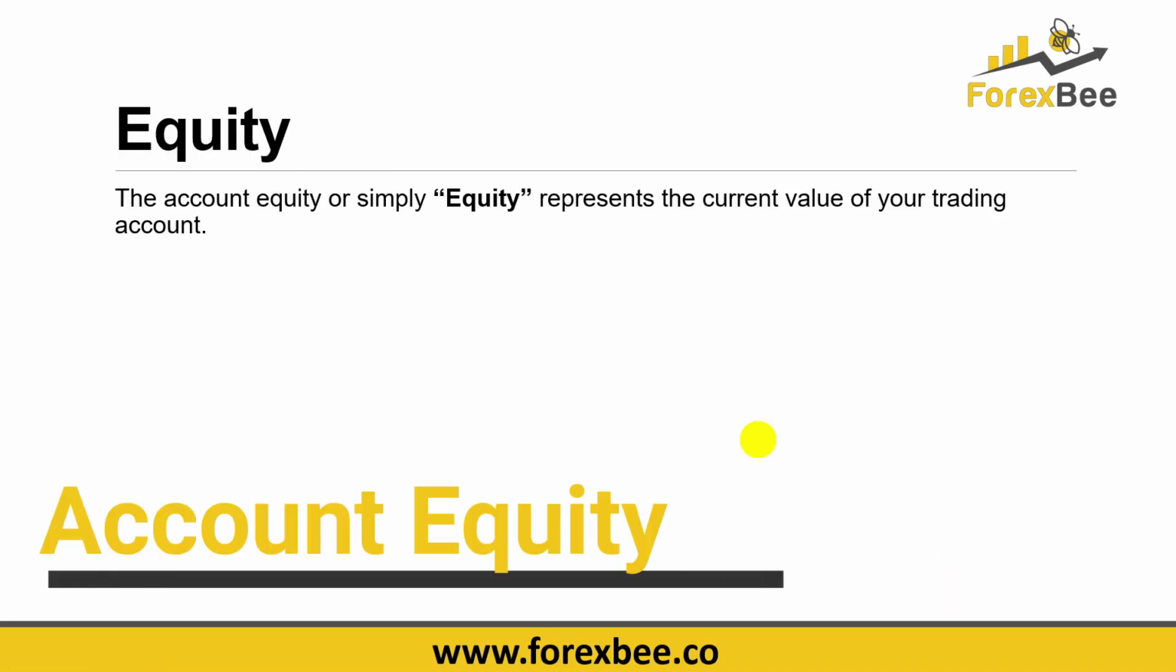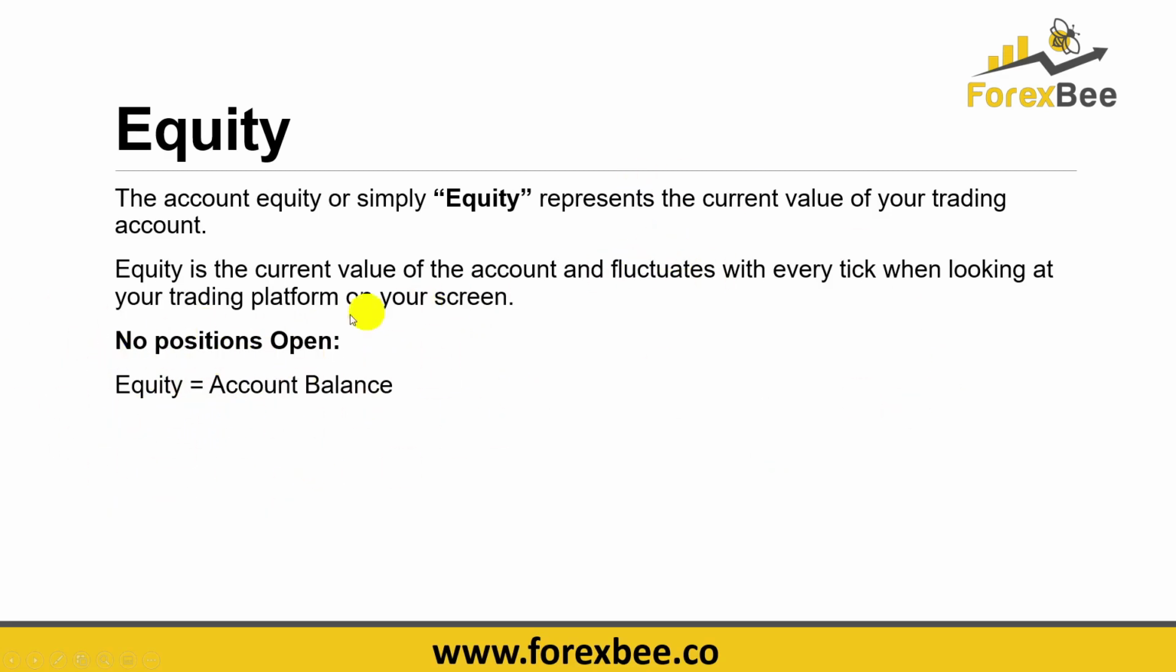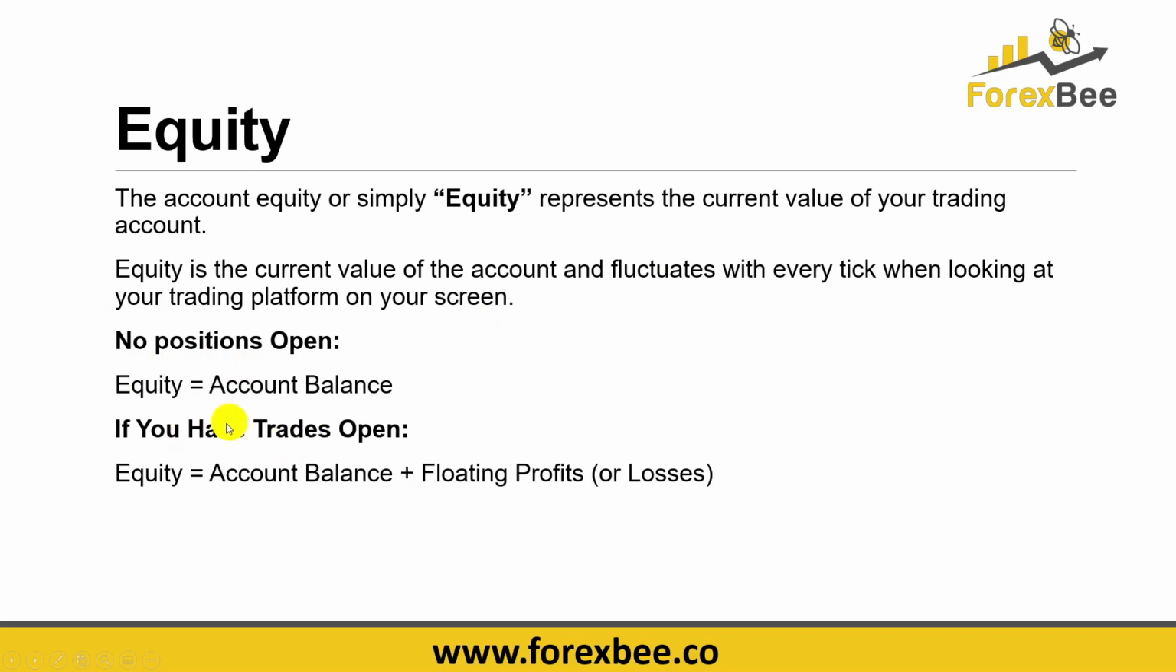Equity simply means the current value of your trading account. If you have no position open at the current moment, your equity would be equal to your account balance. As I said in the previous slide, if you have $500 in your account and no position open, your account balance and your equity are the same. But if you have some positions open, then your equity would be the account balance plus the floating profit or loss. If there's a profit, that profit will be added, and if there's a loss, that loss will be subtracted from your account. So this is what equity is.